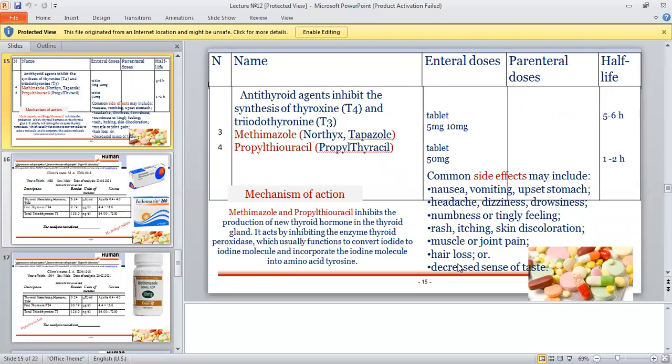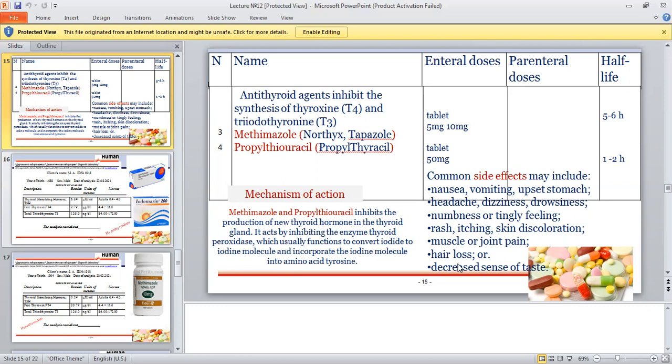Furthermore, antithyroid agents inhibit the synthesis of thyroxine T4 and triiodothyronine, and include methimazole, which is also known as Northyx or Tapazole, and propylthiouracil. These have an internal dose of 5 milligrams or 50 milligrams, no parenteral dose, and a half-life of 5 to 6 hours and 1 to 2 hours respectively.